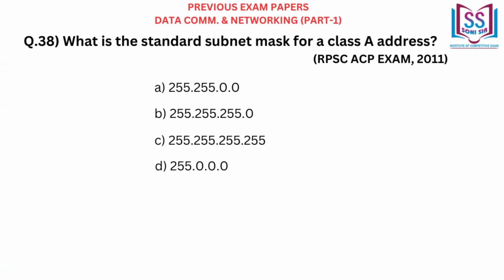What is the standard subnet mask for a Class A address? A. 255.255.0.0. B. 255.255.255.0. C.